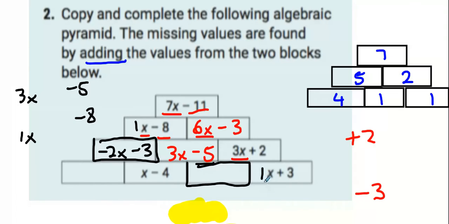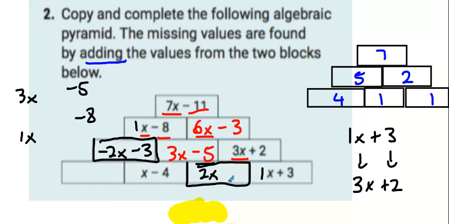Okay, you had 1x and 3. You had 1x and you had 3. Does that kill you guys? Now, here's what happens. How did you get from 1x down to 3x? An extra 2x. And how did you get from 3 to plus 2? Minus 1. So that's 2x minus 1. Are we all on board?